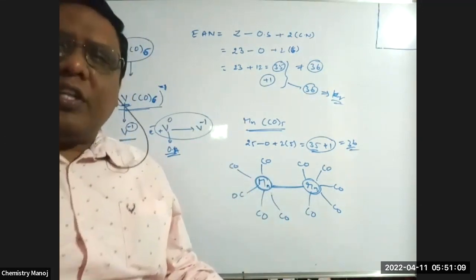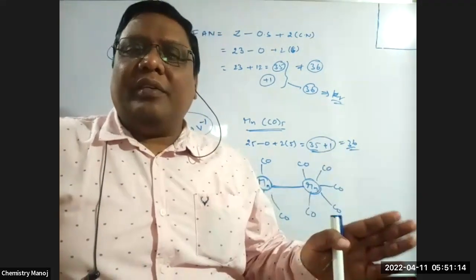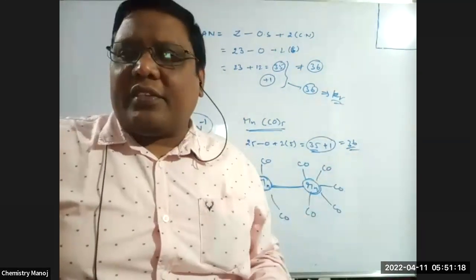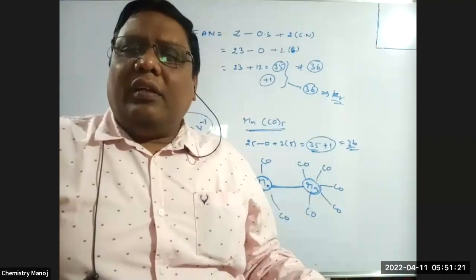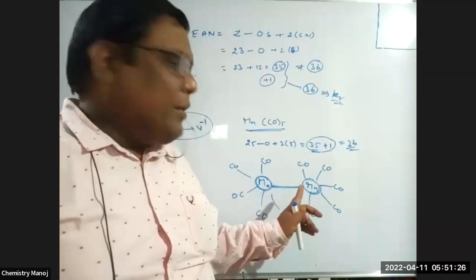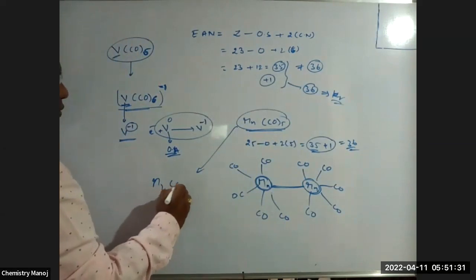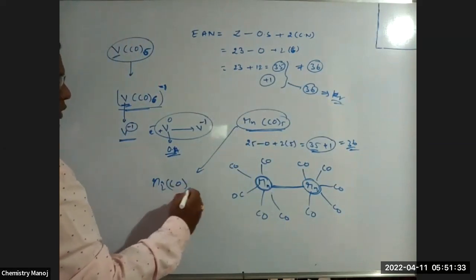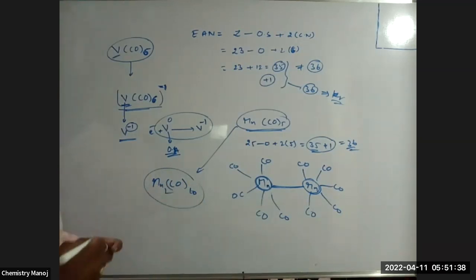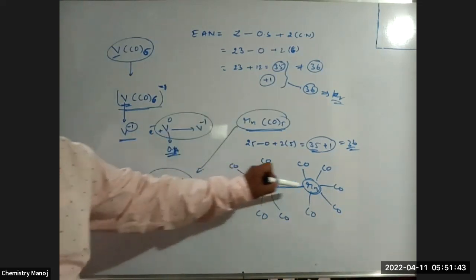So that means in which of the following complexes a metal bond exists? At that time we identify by EAN. If EAN is not equal to the nearest inert gas atomic number, then there should be a metal bond possible. That means here it is dimerized. It is Mn2(CO)10. Now overall it is not Mn(CO)5, it is Mn2(CO)10. That means this complex is dimerized because of formation of metal bond.